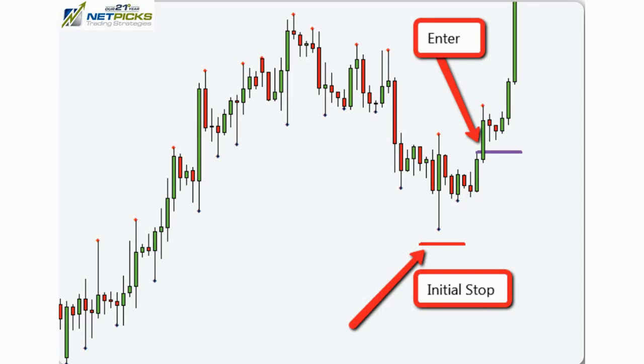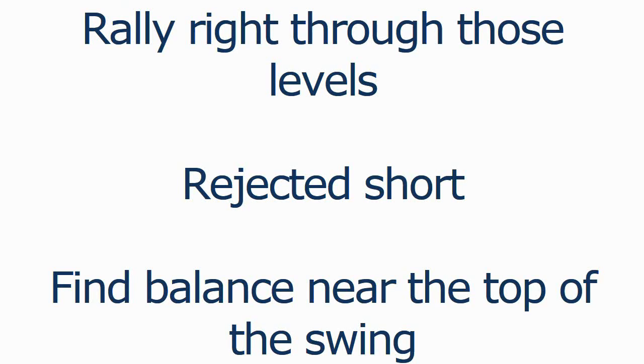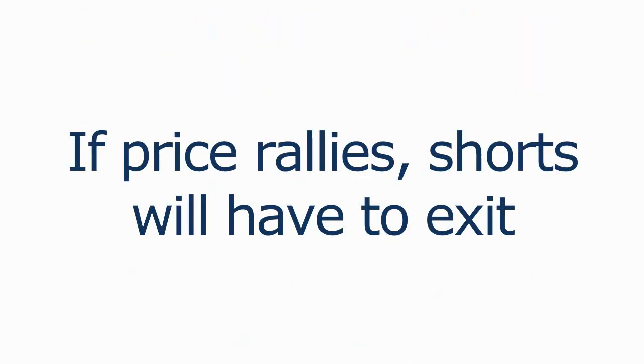Well, let's look at what probably occurred. All those that went short have their stops in either of the 2 red boxes. What we are not sure of is the strength of those levels. What is the conviction of those sellers? Well, we won't know their conviction until price comes back to those areas where a few events could take place. Price can rally through those levels, price can be rejected short, or price can find balance near the top of the swing. We don't know what's going to happen, but we know this.